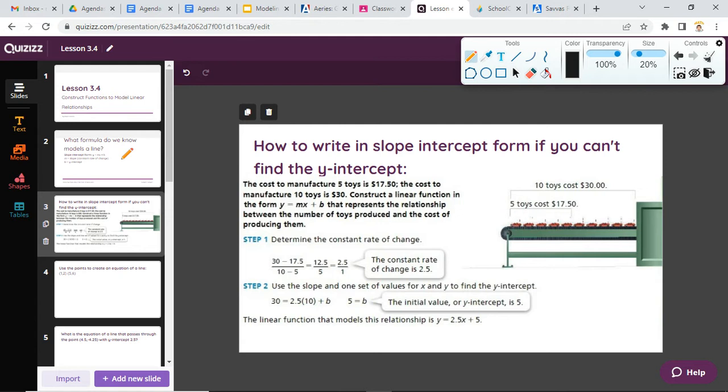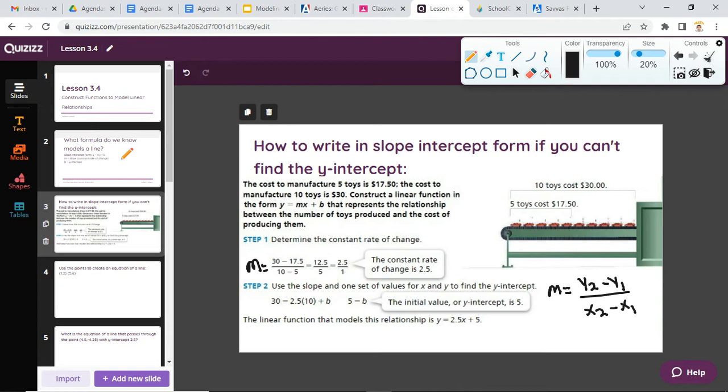Now you might be asking yourselves, where did we get 30 minus 17.5 over 10 minus 5? That looks kind of confusing. Remember, this is our equation to find our constant rate of change, or our m. It comes from our formula for slope, y2 minus y1 over x2 minus x1. In this problem, the toys were my x values and the costs were my y values. So we did 30 minus 17.5 divided by 10 minus 5, or y2 minus y1 over x2 minus x1.